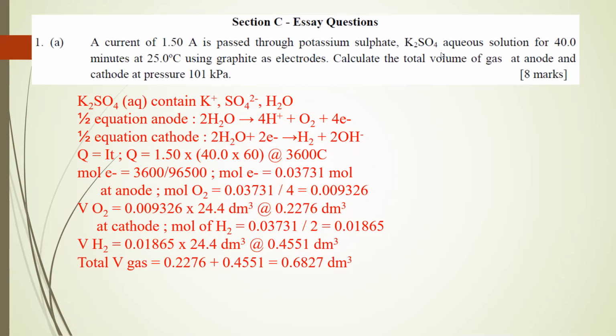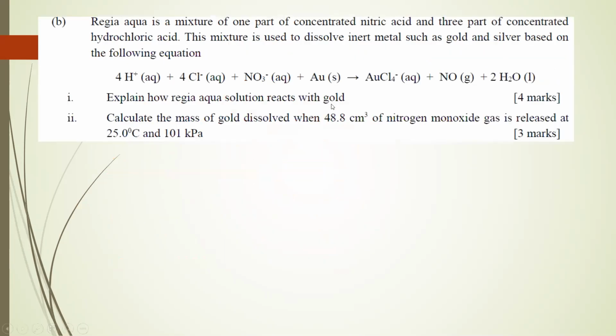Immediately we go to the second question, 1B. Regia aqua is a mixture of one part of concentrated nitric acid and 3 parts of hydrochloric acid. This mixture is used to dissolve inert metals such as gold and silver based on the following equation. 4H plus, 4Cl minus, NO3 minus, plus Au gives AuCl4 minus plus NO plus 2H2O.